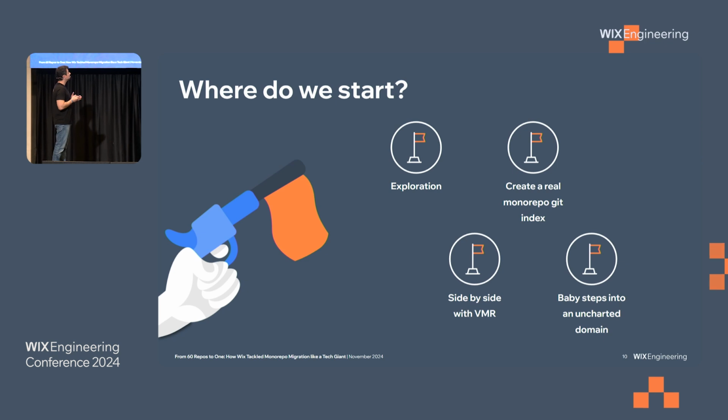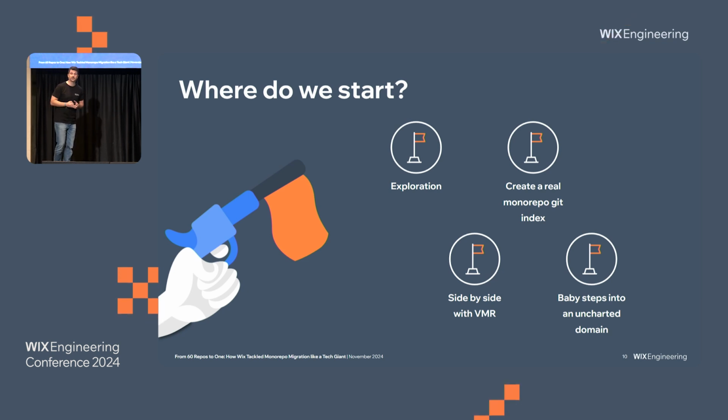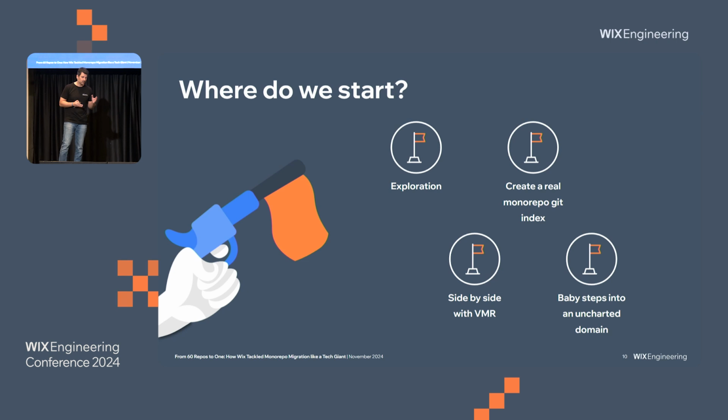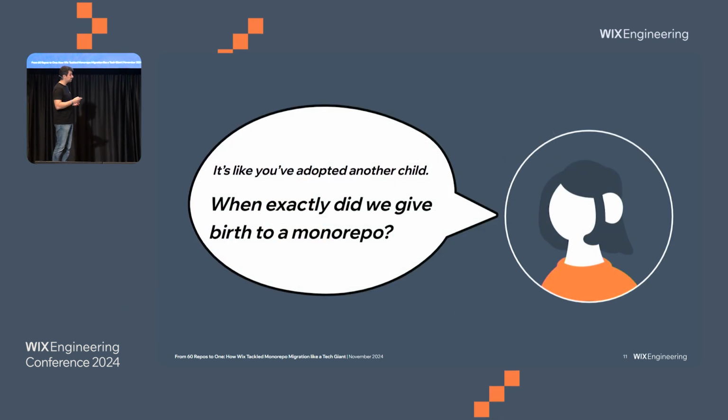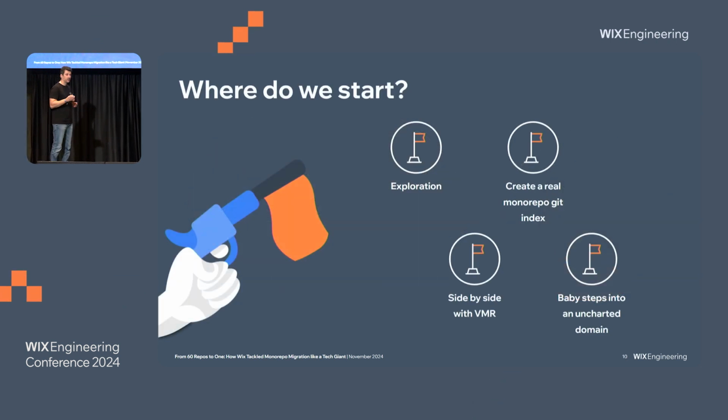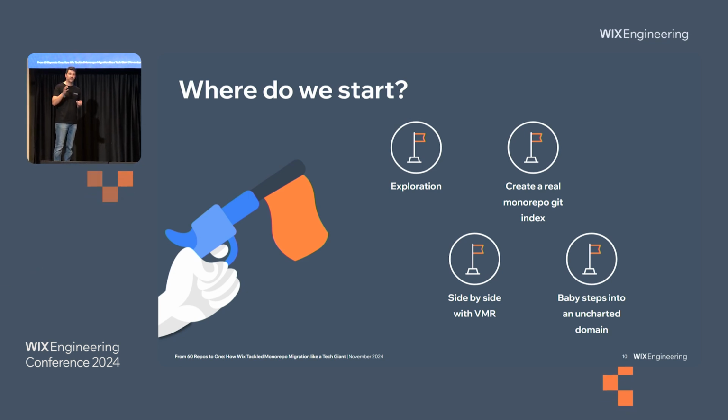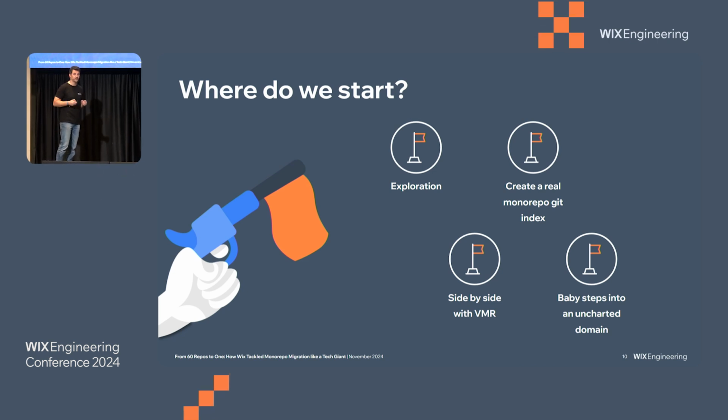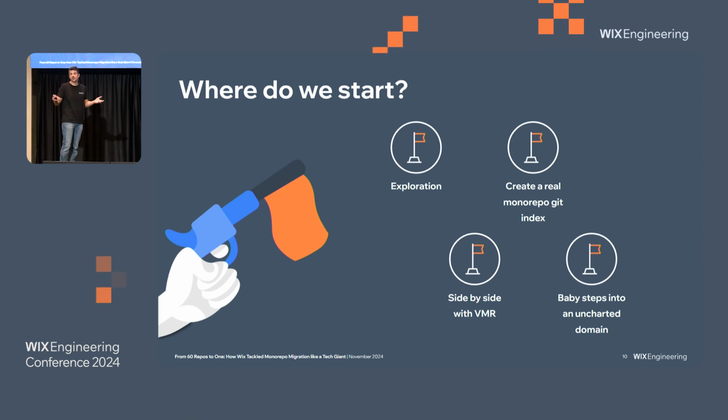Now, monorepo is a big challenge, and you need to start somewhere. So we started with exploration. First, talking with other large-scale companies. See what they are doing on that front. Then we had to create the monorepo itself, the Git index, taking all those 60 repositories, combining them into a single one. Side by side, we need the monorepo to live with the virtual monorepo in the testing phase and also later on the migration period. And we took baby steps into an uncharted domain. We didn't know what to expect.